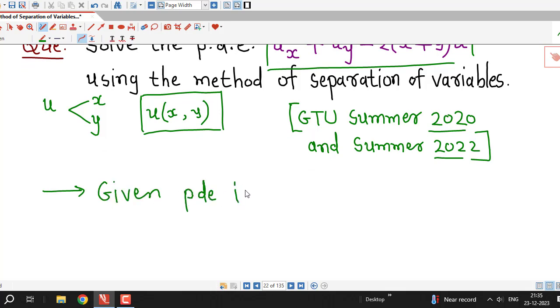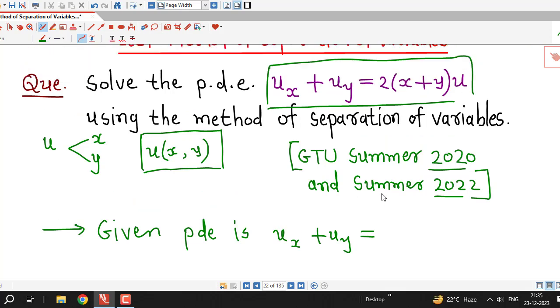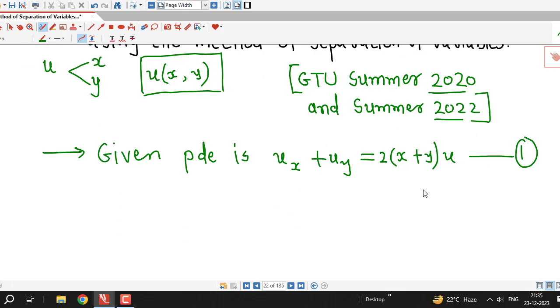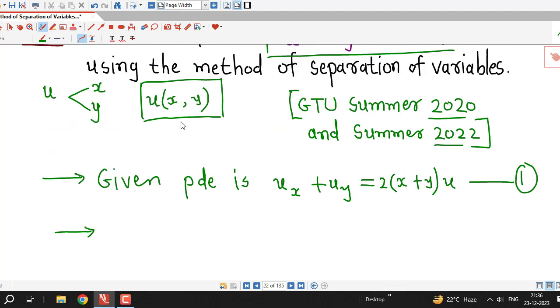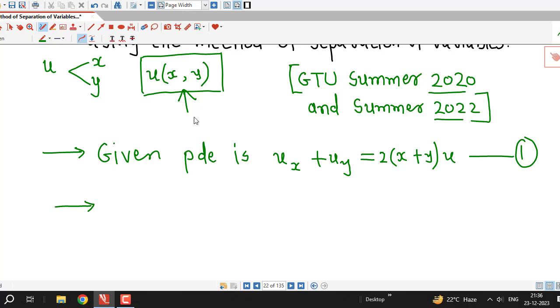Given partial differential equation is del u by del x plus del u by del y equal to 2 times (x plus y) into u, and we give this number 1. Now we know that we start the method by assuming that our solution u is in the product form. It is a product of two functions, one a function of x and another a function of y.